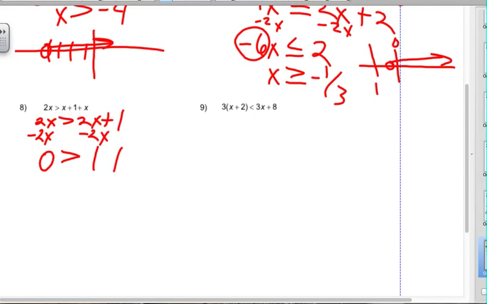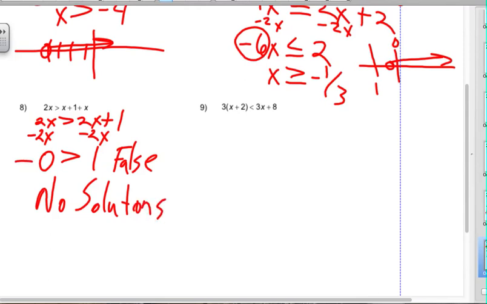This is false. 0 is never bigger than 1. So there are no solutions, because my basic inequality is false. So over here, let's take a look at this guy.